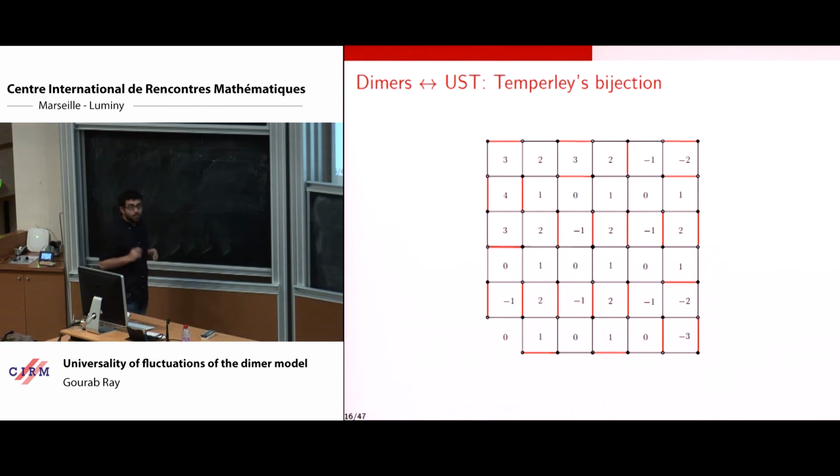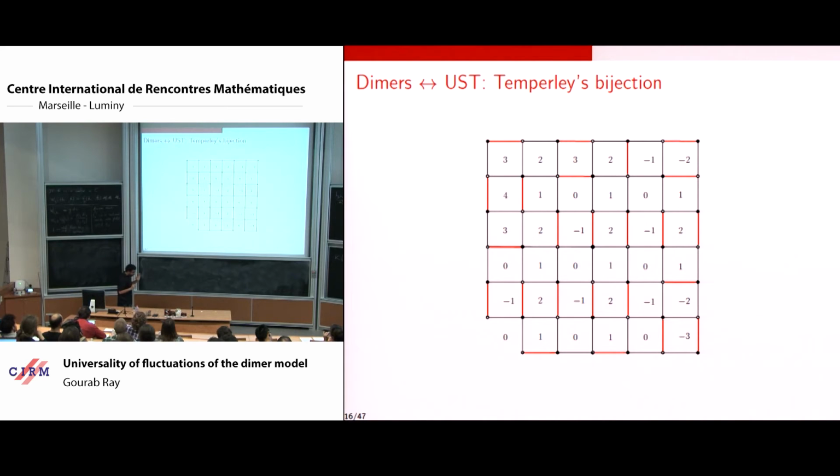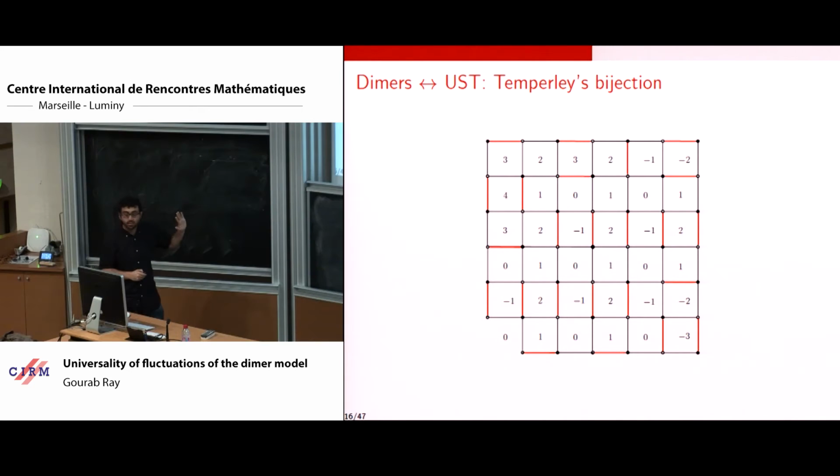Okay, so what's our approach without Kasteleyn matrices? This is the simplest version of this connection, and that goes back to the work of Temperley, and it's called Temperley's bijection. So this bijection works for a very specific type of boundary conditions called Temperleian boundary conditions. It doesn't work if you don't have Temperleian boundary conditions. However, it's most visual here, so I will try to explain it in this scenario.